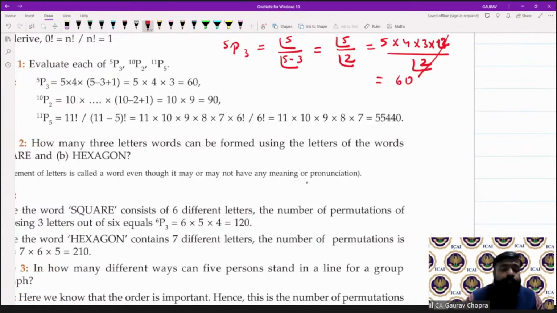Now, if you want to do it a bit faster, then first of all, see this number. This is 3, so you have to write 3 digits in reverse order, beginning with this 5. So 5 into 4 into 3. It becomes 60. So it is the shortest way.